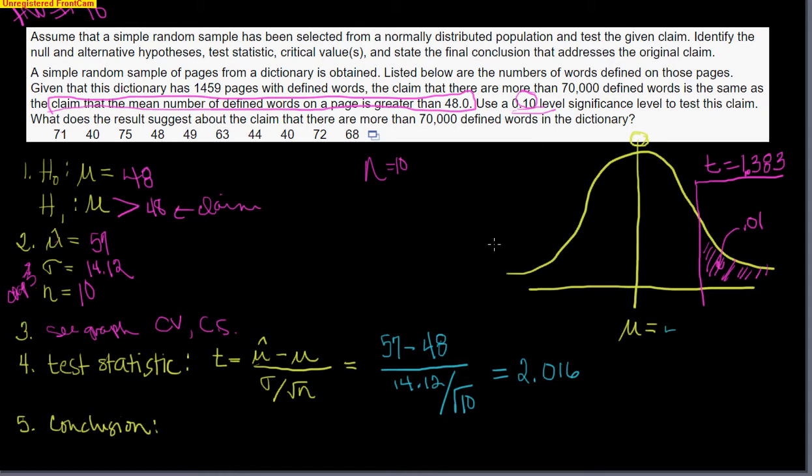Okay, so here our mean was 48, and now we're plotting our test statistic, which you can see is to the right of our mean. It's positive. It's past 1.383, and it's right around here. Here is our test statistic. I should mark that as our critical value. Here's our test statistic, and this is a t-value of 2.016. Okay, so in fact, now our test statistic is in the critical space, so therefore our conclusion is we are going to reject the null.